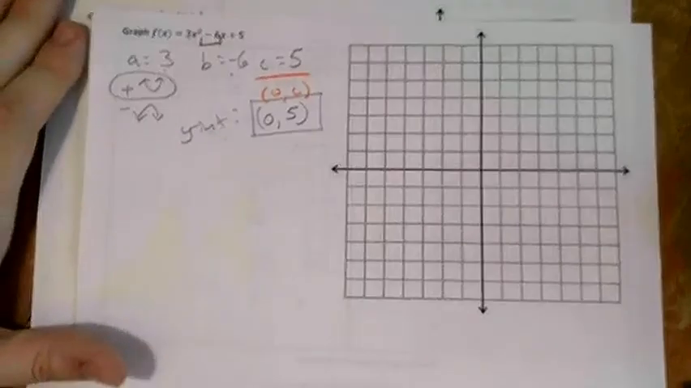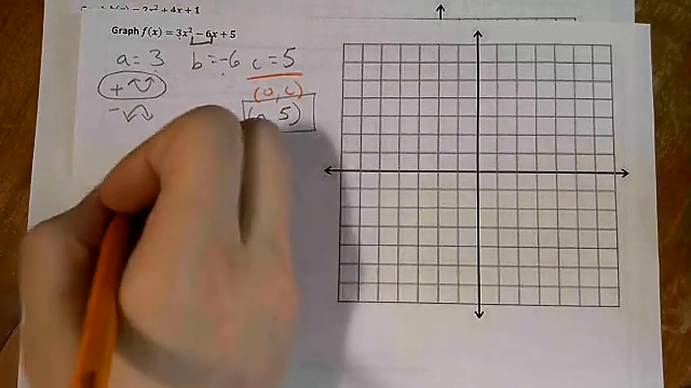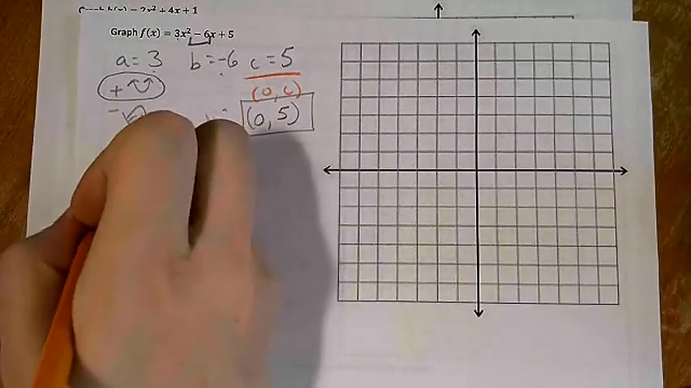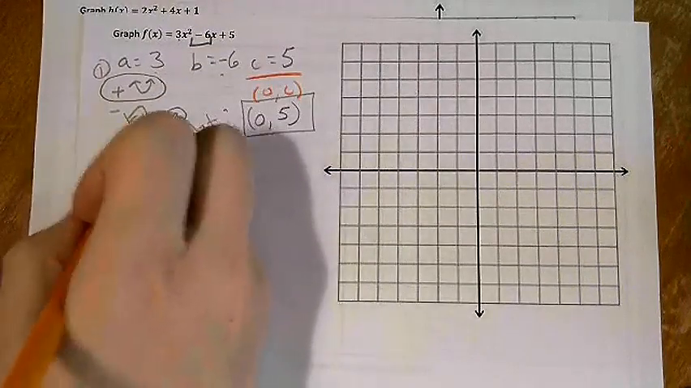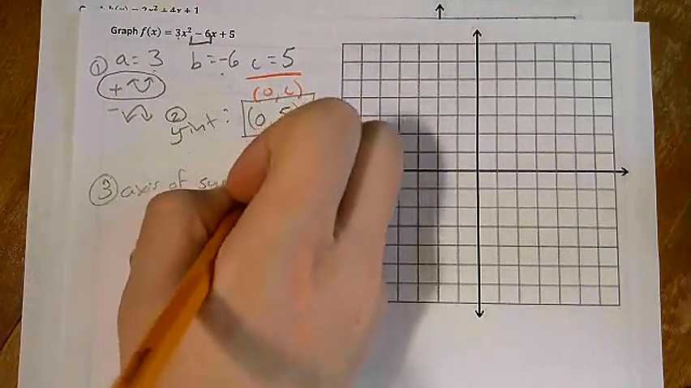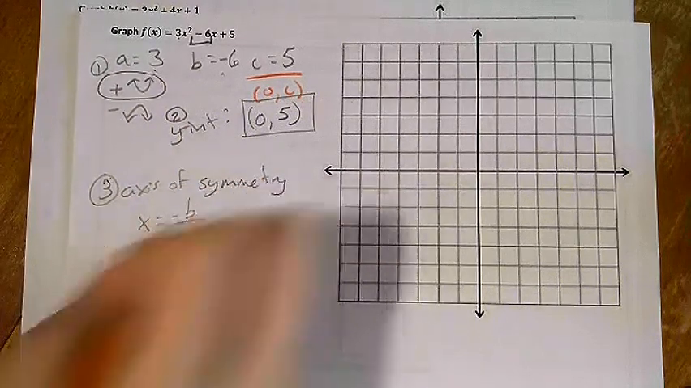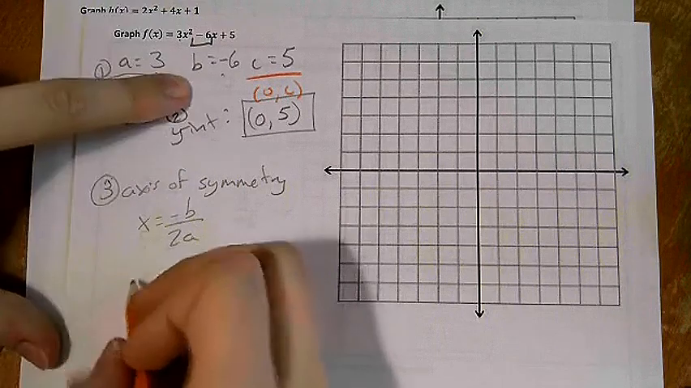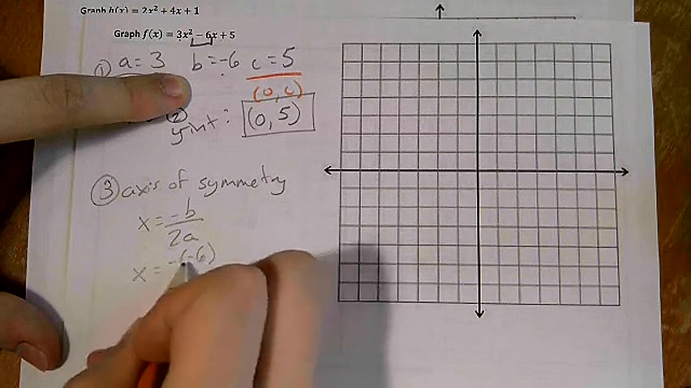All right, the next thing we want to do is slide up, and we are going to find the axis of symmetry. All right, so that was 1, that was 2. Next, we are on to the axis of symmetry, which is x equals negative b divided by 2a. Our b value we said was negative 6, so x equals negative 6. I like to plug it in with parentheses.